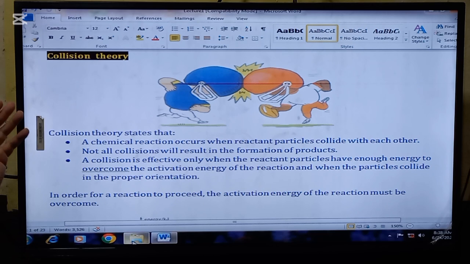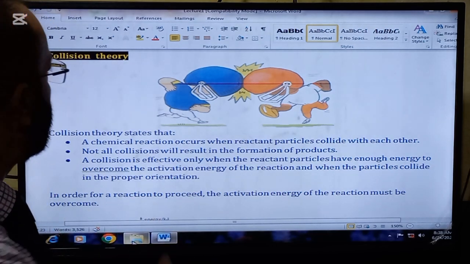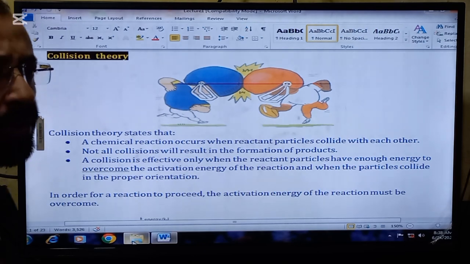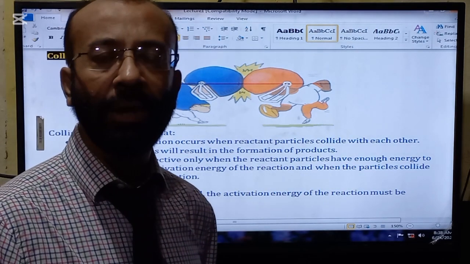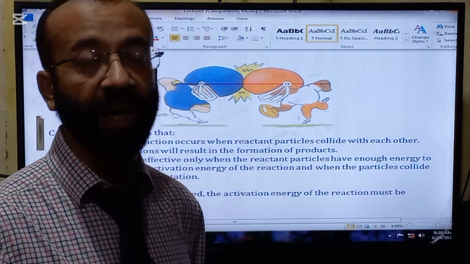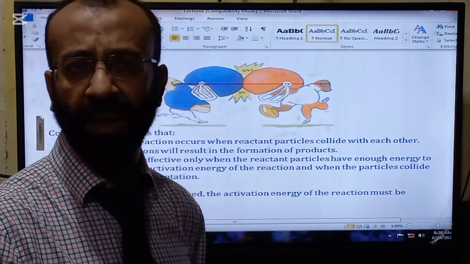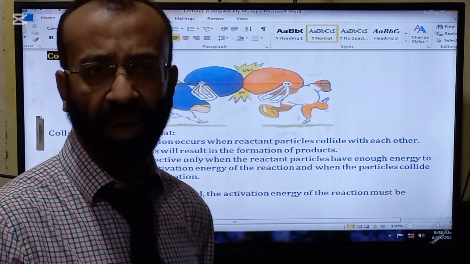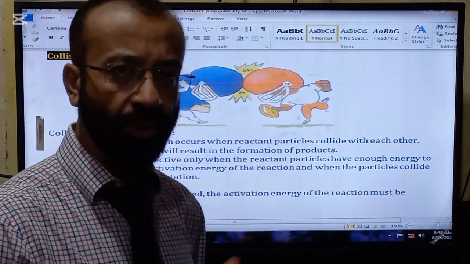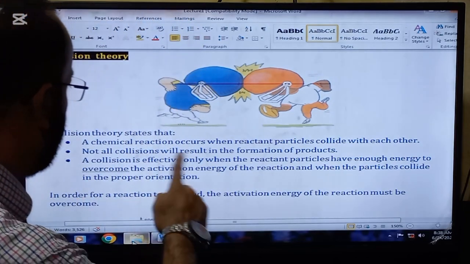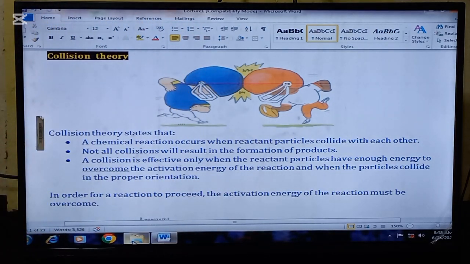Concentrate now. The first thing that we are going to read in this lecture on speed of reaction is collision theory. A note on the collision theory is normally required to be written in the paper, and it normally carries 2 to 3 marks. So this is an important part. Concentrate yourself. We are going to start.